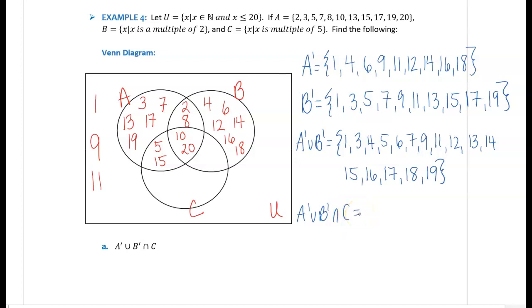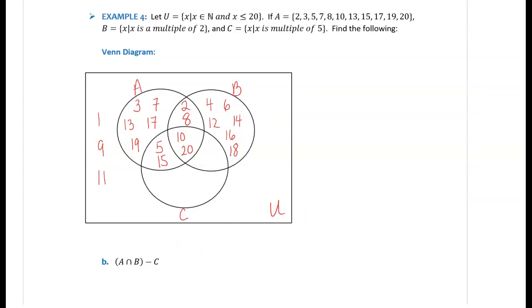So the intersection with set C would only be the elements 5, 15, and that's it. So our solution to A prime union B prime intersect C are the elements 5 and 15.